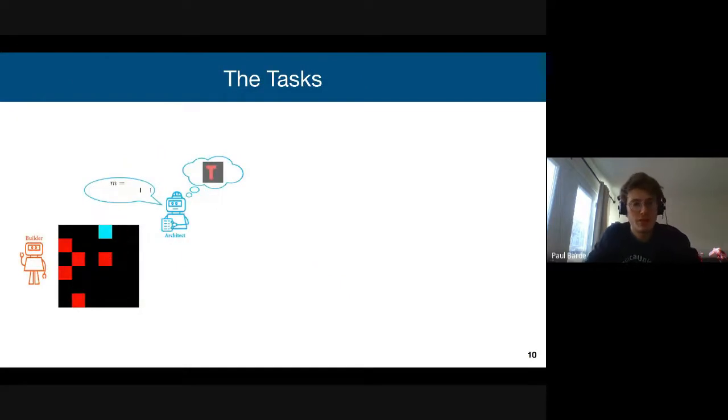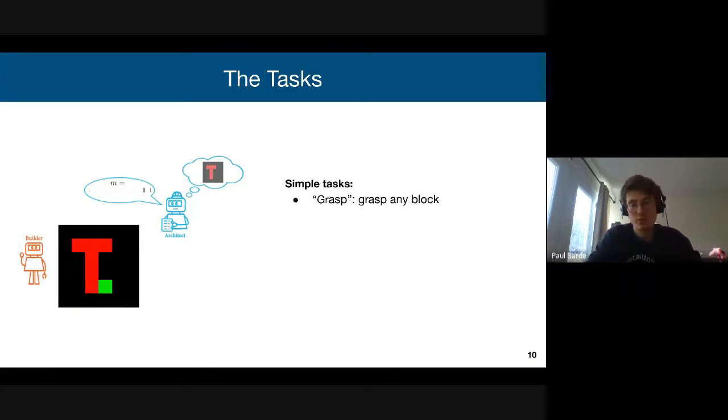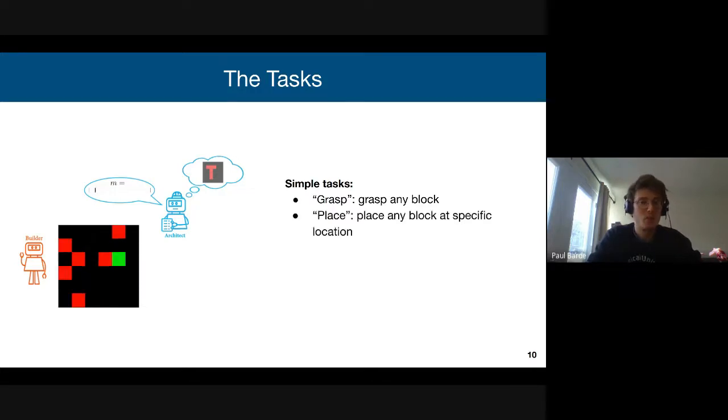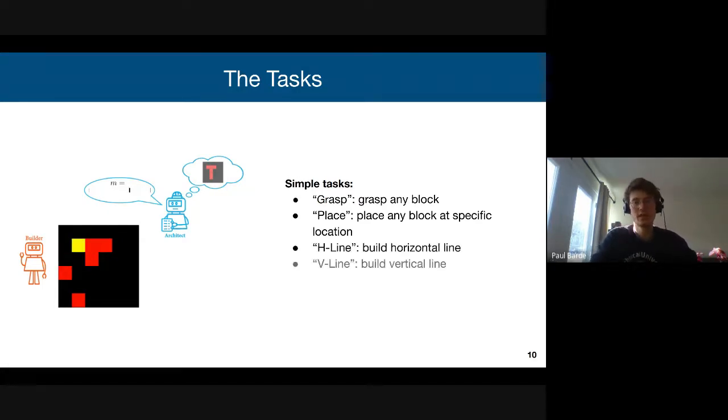So here we have an illustration of our environment. We have this builder that has access to a gripper and can move blocks around. We started with really simple tasks, such as grasp, where you succeed if you grasp any block. Another task is called place, where you have to place any block, but at a specific location that is known only by the architect. And then you have two additional tasks: building a horizontal line or building a vertical line.